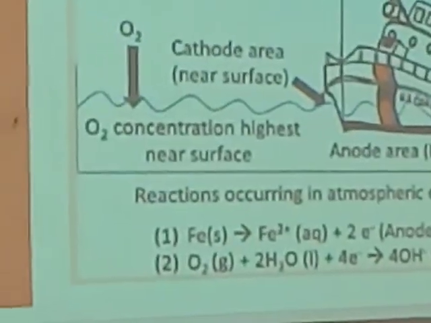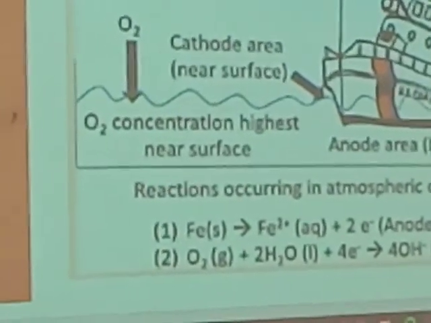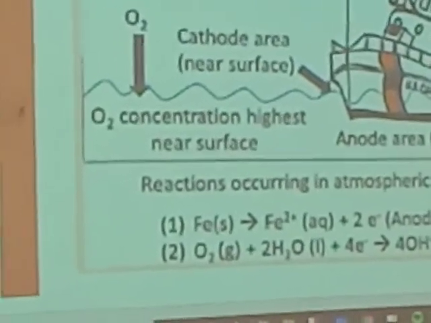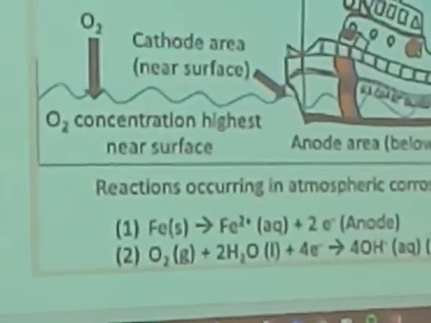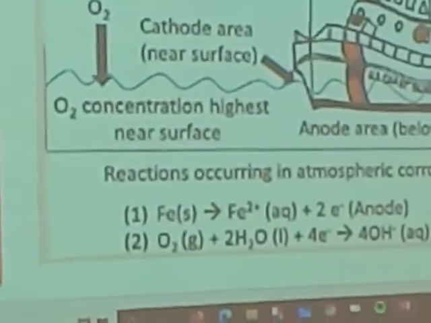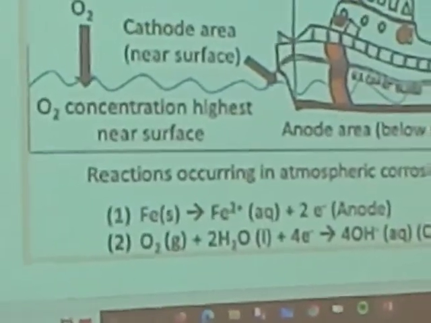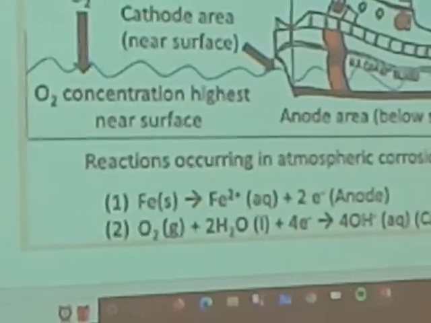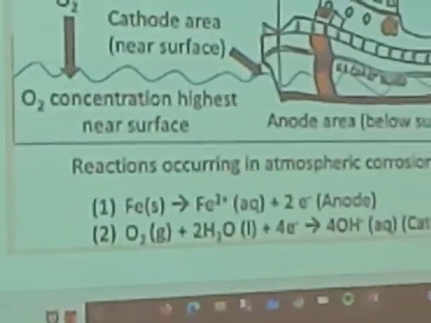Okay, sir. The first is solid Fe giving Fe2 plus plus 2 electrons, and O2 gas plus water liquid plus 4 electrons gives 4 OH minus.